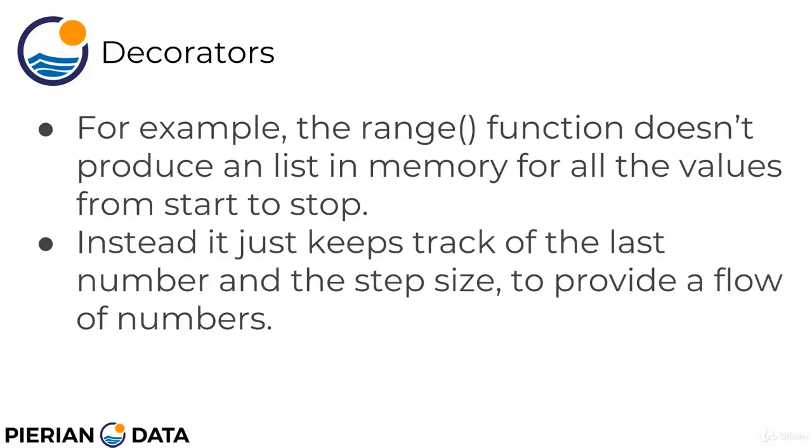So this is what the range function is actually doing the first way. It's generating numbers. So instead of producing that giant list from 1 to 1 million in memory, since that's kind of wasteful if you're using it in a for loop, what it does is it just keeps track of the last number you asked for, the step size, which by default is 1, to provide a steady flow of numbers. So it's generating the numbers over time instead of creating a giant list in memory.